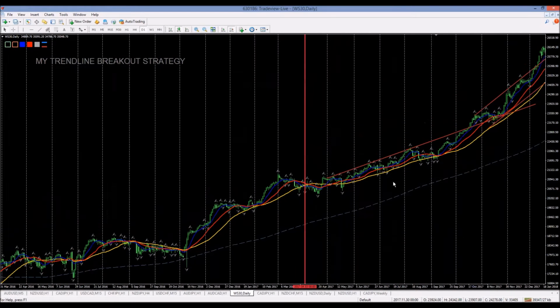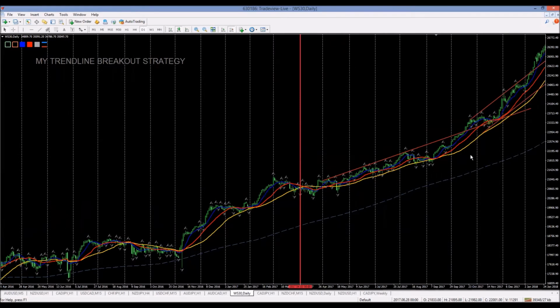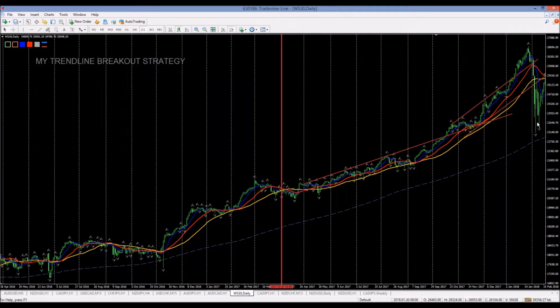Oh my goodness. See, where would you get in a trade? There's no trade here for you. It hasn't broken the trend line. In fact, it's gone above the trend line. Oh, gee, look at that. It just broke the trend line. Notice it went out of the trend line, came back through it, and boom.